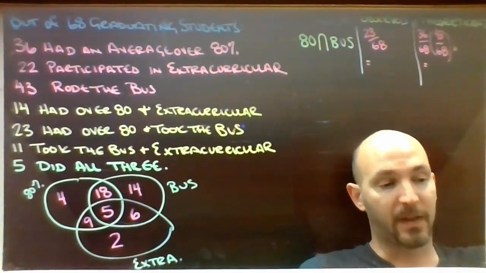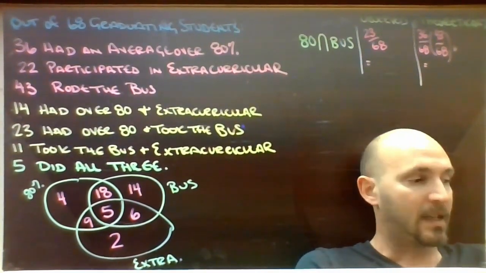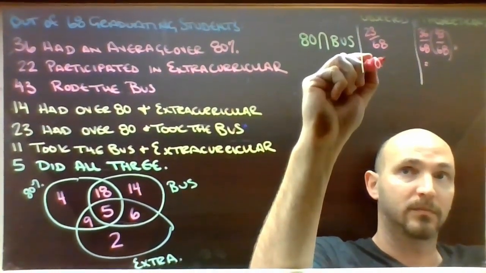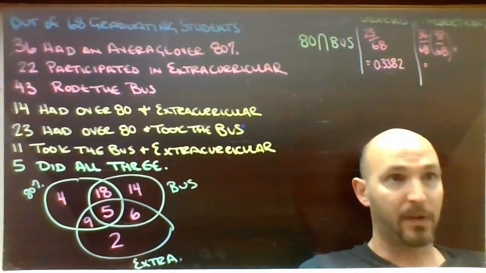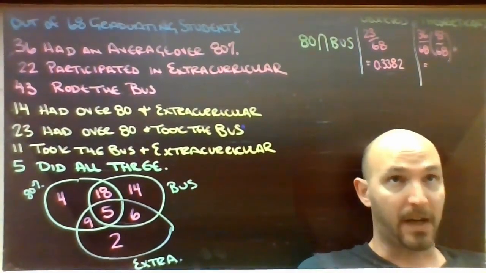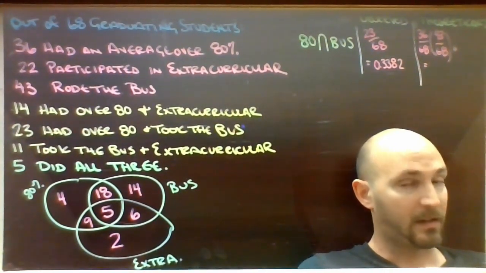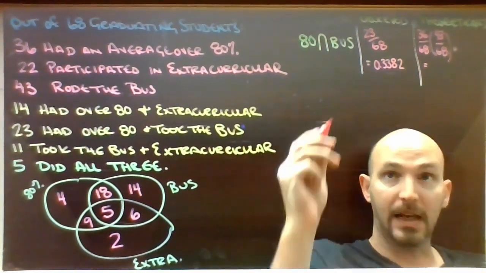And I'm going to multiply those two things together. So 23 out of 68 is 0.3382. 36 out of 68 multiplied by 43 out of 68 gives me, not that, 36 out of 68 times 43 out of 68 equals 0.3348.